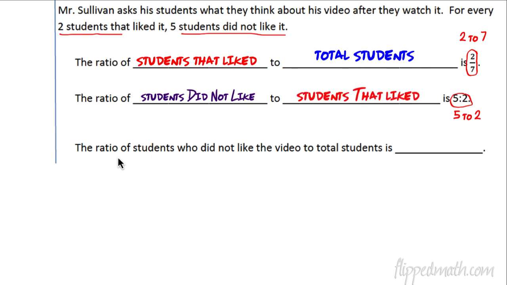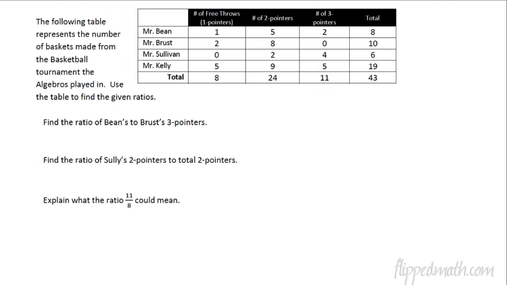And then lastly, the ratio of students who did not like it, okay, that was the 5, sorry, to the total number of students, that would be 5 to 7. Easy enough, right? I think you've done these before, so we're good to go.